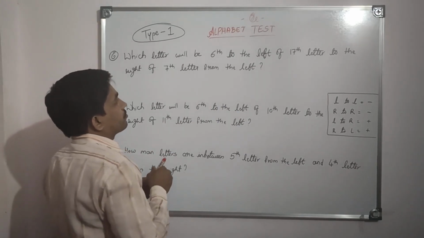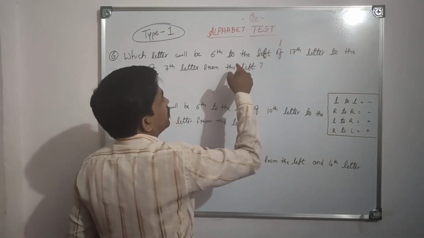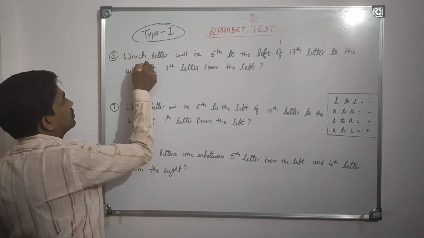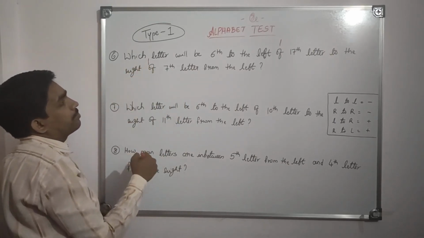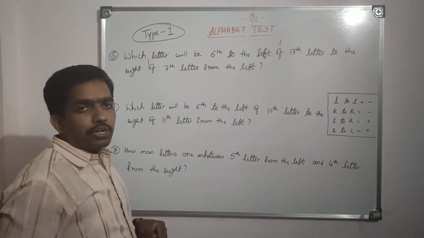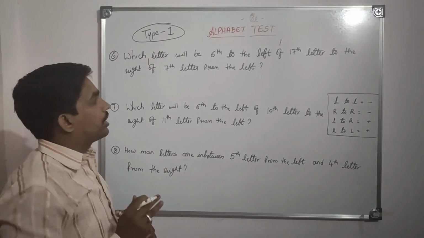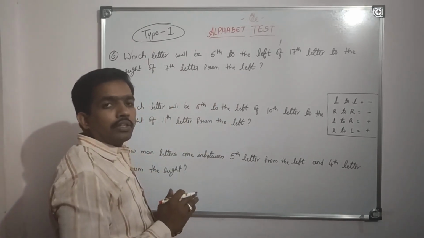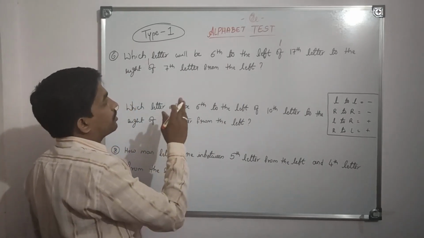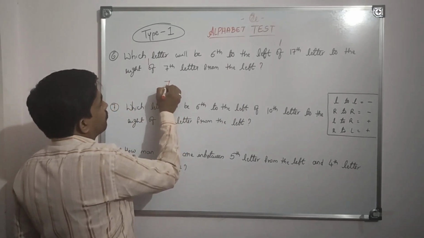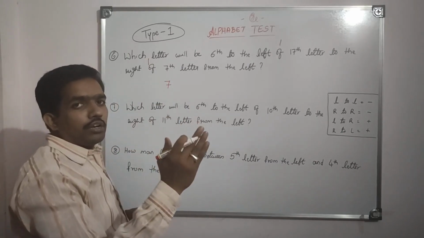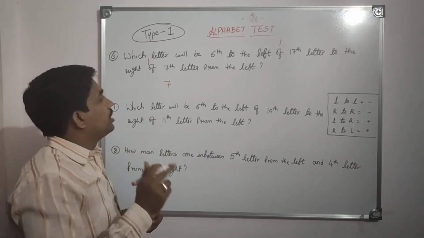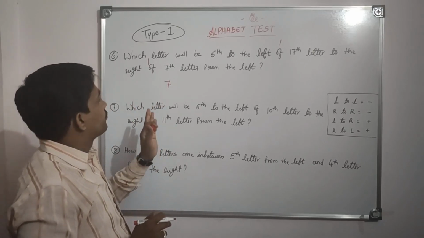See here. Till here it is first part and 17th to the right of, this is our second part and this is our third part. So first we will consider third part. 7th letter from the left. From A to Z we are going. From the left means A, B, C, D, E, F, G. G is our 7th letter.